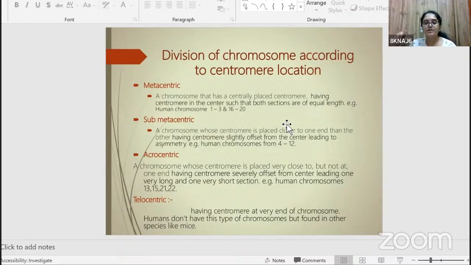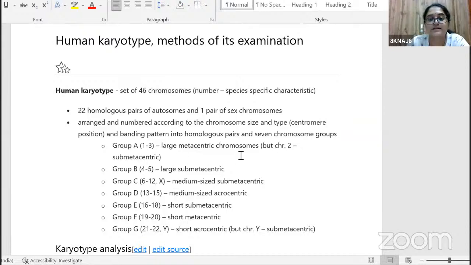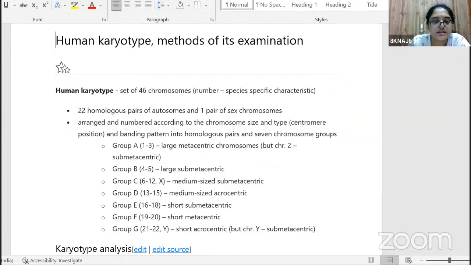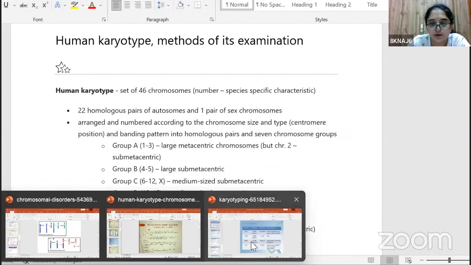Group A chromosomes are 1 to 3, so they are metacentric in nature. Group B is 4 and 5, submetacentric. Please give me a moment, let me check. Yes, group A is large metacentric chromosomes, but chromosome 2 is again submetacentric in nature. So when you see the identification of the chromosomes in your textbook, let us have that also in mind. The pictures of the individual chromosomes were not exactly present with me, so you can just follow your textbook.